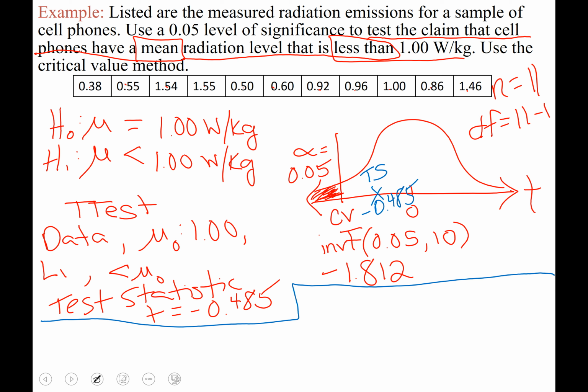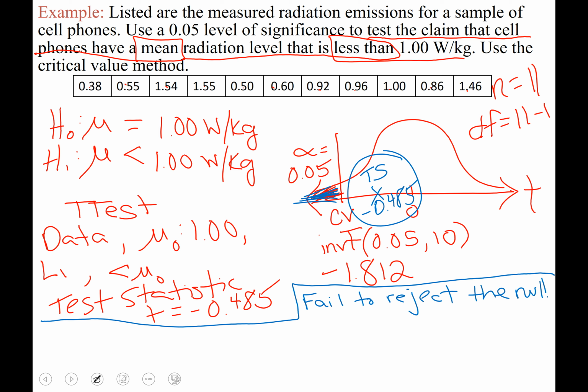Okay, so here we go. Our decision is to fail to reject the null hypothesis. The reason why is because our test statistic is in the unshaded region. Remember that this little region right here is called the rejection region. Our test stat isn't in the rejection region, so we're going to fail to reject the null hypothesis.